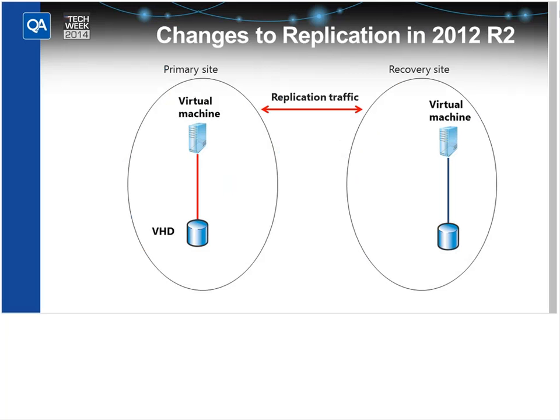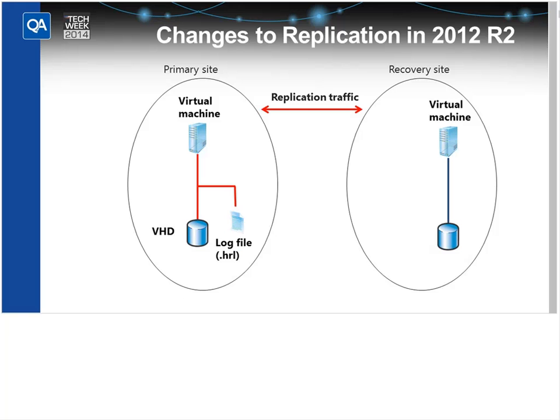When we create a replica virtual machine, you can see that we've created a virtual machine on our second host at our recovery site, and we've got the VHD file, which contains the virtual machine's data. As part of enabling replication, we now create a log file with an HRL extension, if you were to look inside the file system, which will contain all the changes. We'll write them to the VHD, and we'll also write them to this log file as well.